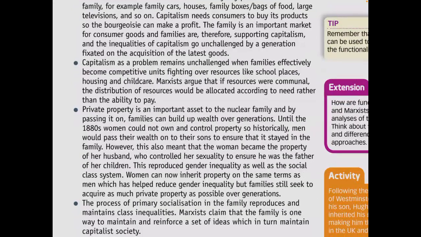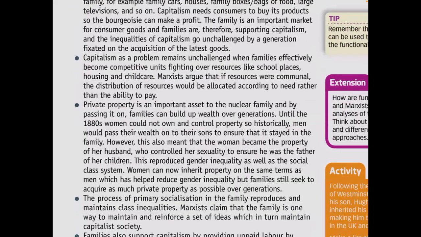The other thing they're saying is that capitalism as a problem remains unchallenged when families effectively become competitive units fighting over resources such as school places, housing, and childcare. Once families increase, obviously there will be more need of schools, daycares, and housing. So there's a lot of competition in markets for these things, and the prices go up as well, and the working class is exploited, but the rich keep getting richer, which means that the family is supporting and serving the capitalist as well.